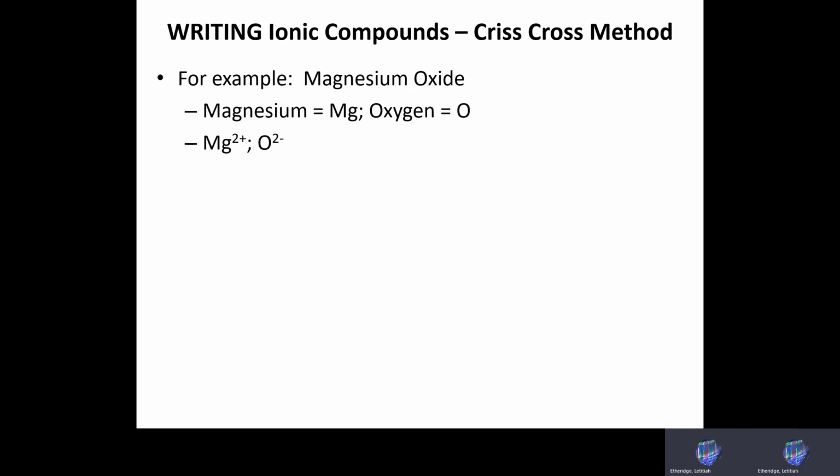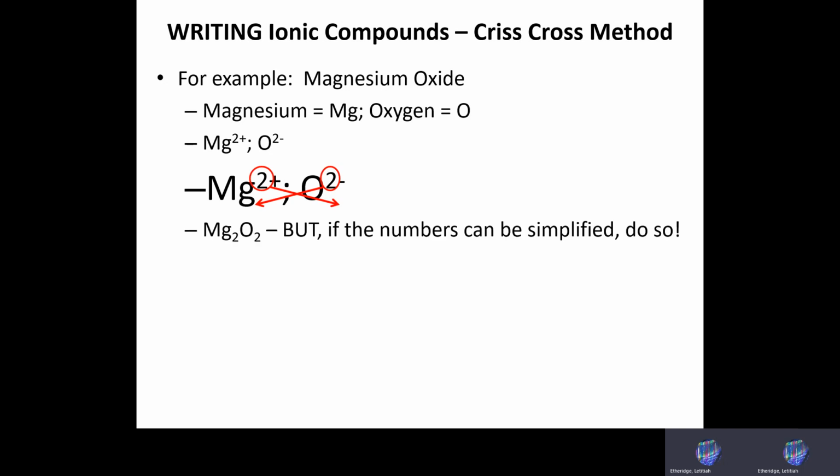So now we're going to crisscross, take the numbers, and bring them down as subscripts. But here's the deal. It comes out as Mg2O2. But just like in math, you can simplify that, right? Find the common factor between them, which is 2, and take it out. So when you simplify it, it's going to end up being MgO. Hopefully that makes sense.